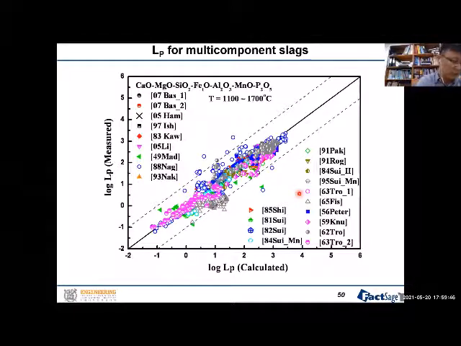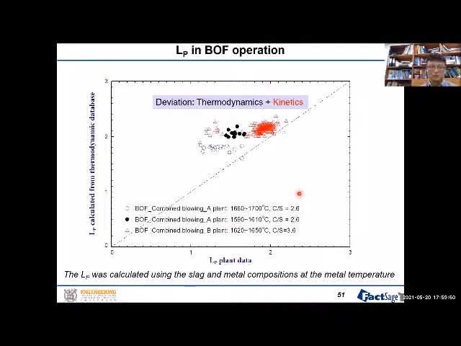And then we try to apply this in the real industrial process. Okay, so this is real industrial process data. This is the LP, the phosphorus distribution between slag and metal, in log scale. So this is log LP in the plant data compared to the calculated data. If it is on this dotted line, it means it's perfectly matching. But as you can see, it's quite well deviated from this perfect matching.